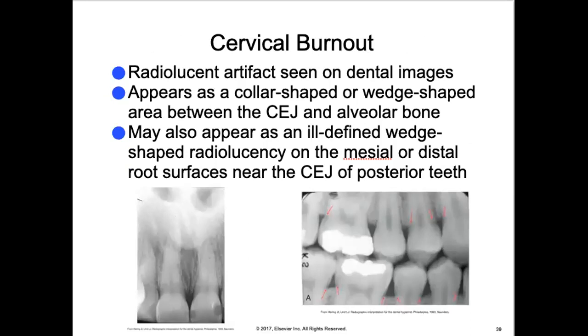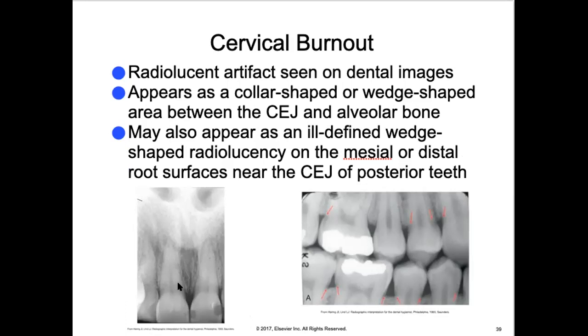It appears as a collar-shaped or wedge-shaped area between the CEJ and the alveolar bone. It may also appear as an ill-defined wedge-shaped radiolucency on the mesial or distal root surfaces near the CEJ of the posterior teeth. And see, it's very difficult to see on this anterior image here, but this is where they're talking about. Below the CEJ, right between the CEJ and the alveolar bone, we see a radiolucent area here.